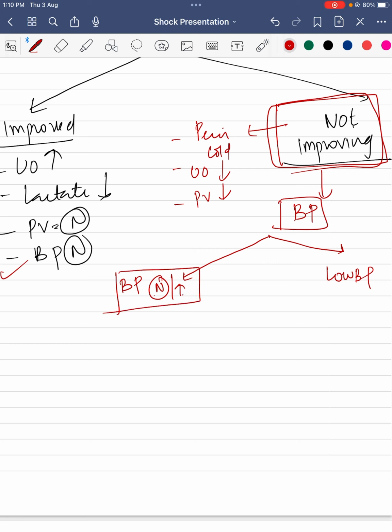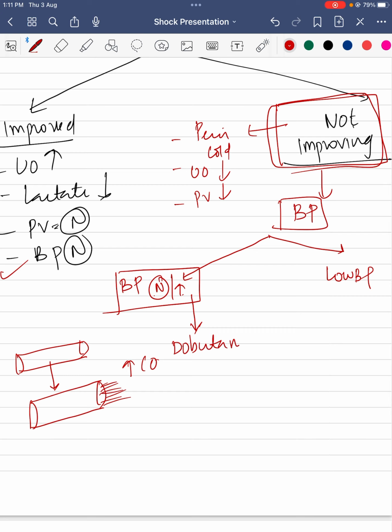If the BP is normal or high, it means the vessel is constricted, that's why BP is high. So here, if we dilate the vessel, more blood will come to the periphery and it will increase the cardiac output. Here the drug of choice is dobutamine, because I told you dobutamine is a vasodilator.